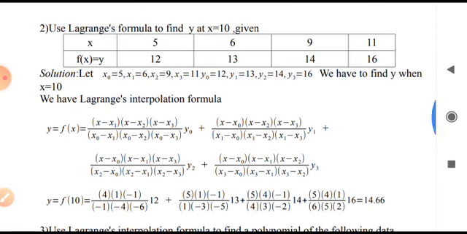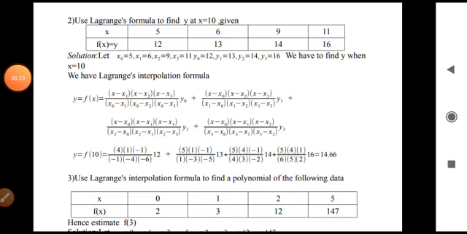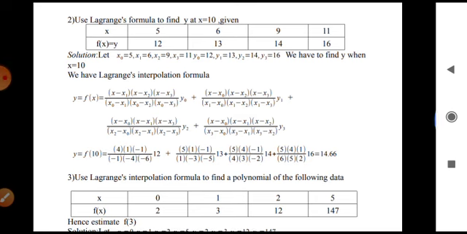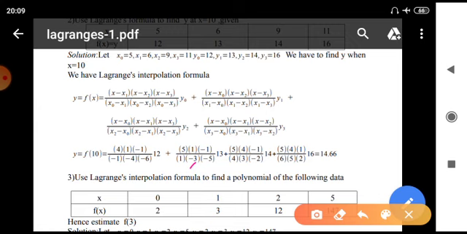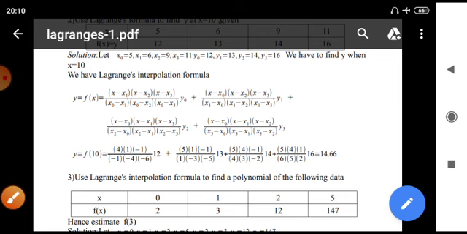plus second term, that is x minus x naught, x is 10, 10 minus 5 is 5, then 10 minus 9, that is x minus x2 is 1, then x minus x3, 10 minus 11, which is minus 1, whole divided by x1 minus x naught, x1 is 6 minus 5, that is 1, then x1 minus x2, that is 6 minus 9, which is minus 3, then x1 minus x3, 6 minus 11, which is minus 5, multiplied by y1, which is 13.